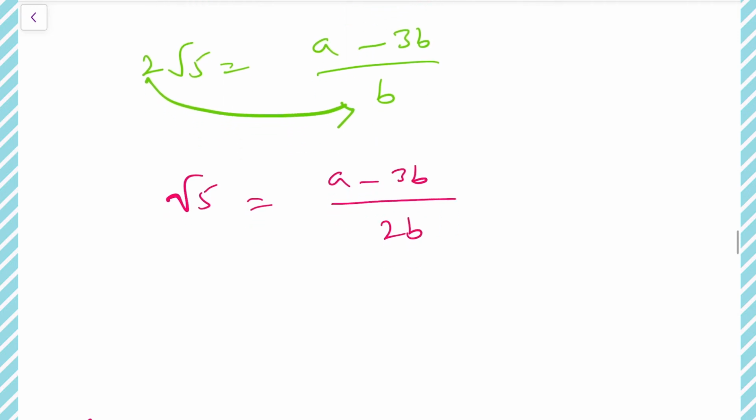Now according to our first condition, we know very well that a and b both are integers, right? This a and b both are integers, so this RHS will become a rational number, but our LHS is an irrational number. So this contradiction has arisen due to our wrong assumption. So that's why the given number is an irrational number.